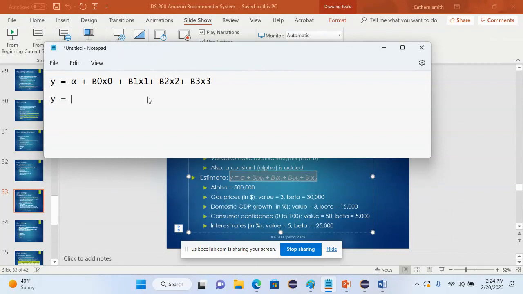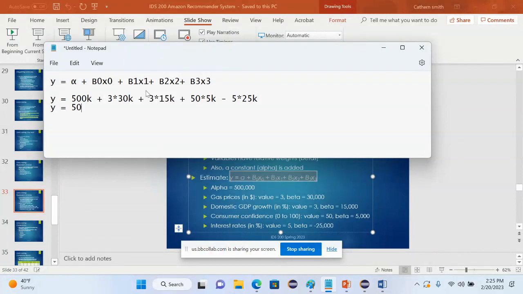Okay, so y equals, we have the alpha is 500,000. Gas prices, the value is 3, the beta is 30, so 3 times 30K, plus domestic GDP growth, value is 3, beta is 15K, so 3 times 15K, plus consumer confidence, the value is 50 and the beta is 5,000, so 50 times 5K, plus finally interest rates, value is 5, oh, I gotta do a minus, 5 times 25K, right, because it's negative 25,000 on that beta.